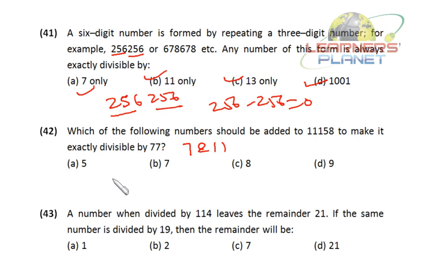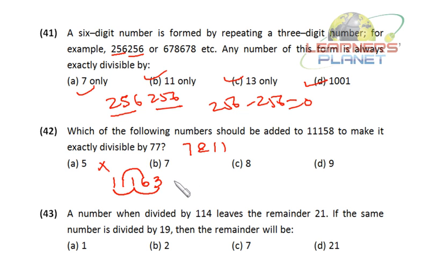So what I'll be getting is 11158 plus 5 is 11163. Okay, now let's check whether it is divisible by 11 or not. 2 and 3, 5, and 6 and 1, 7. So it's not divisible.